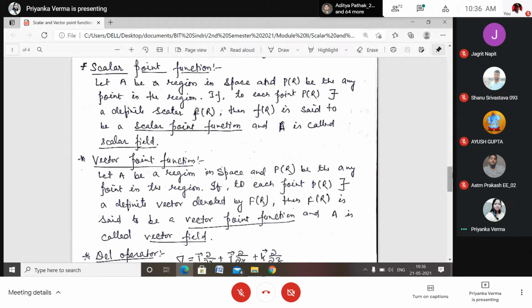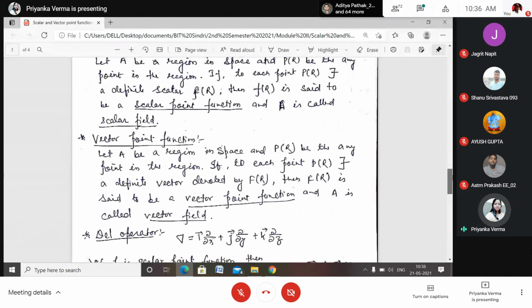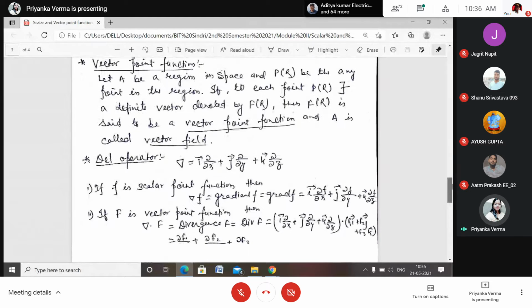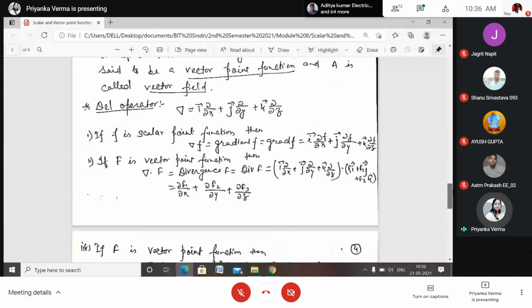Now, there is one operator. This operator is called the del operator. Actually, this is a vector operator and it is equivalent to i del by del x plus j del by del y plus k del by del z. Now, in vector calculus, you have to do everything around this del operator.